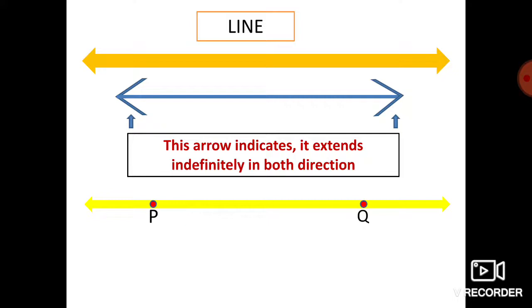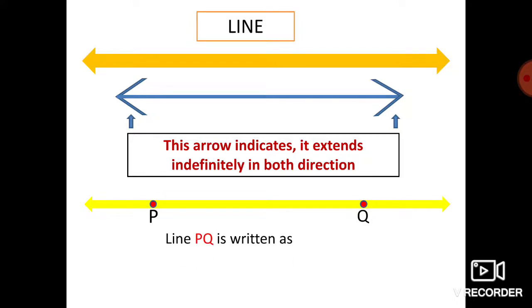Then here is one line. 2 points are there, P and Q. Remember, P and Q are not the starting point or the ending point. They are only 2 points on this line. This line has no starting point and no ending point. It is endless. Here P and Q are the 2 points.